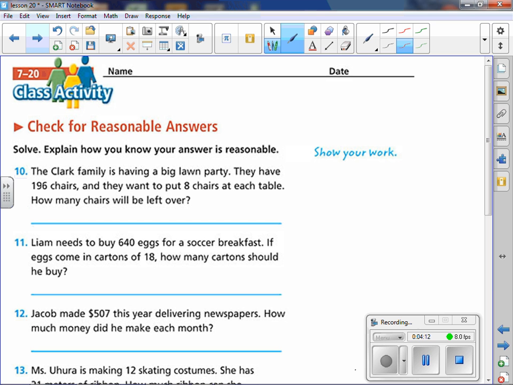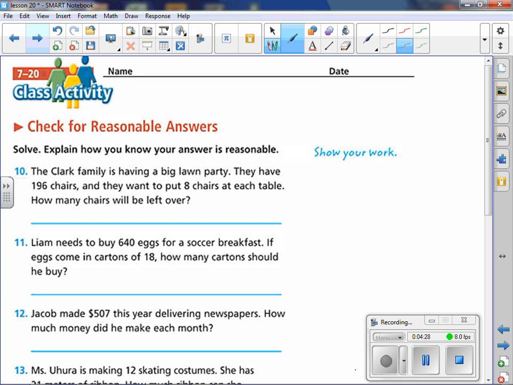We're just going to pick a couple of these to answer, and then you're going to go on and take the quiz at the back. So the Clark family is having a big lawn party. They have 196 chairs, and they want to put 8 chairs at each table. How many chairs are they going to have left over?